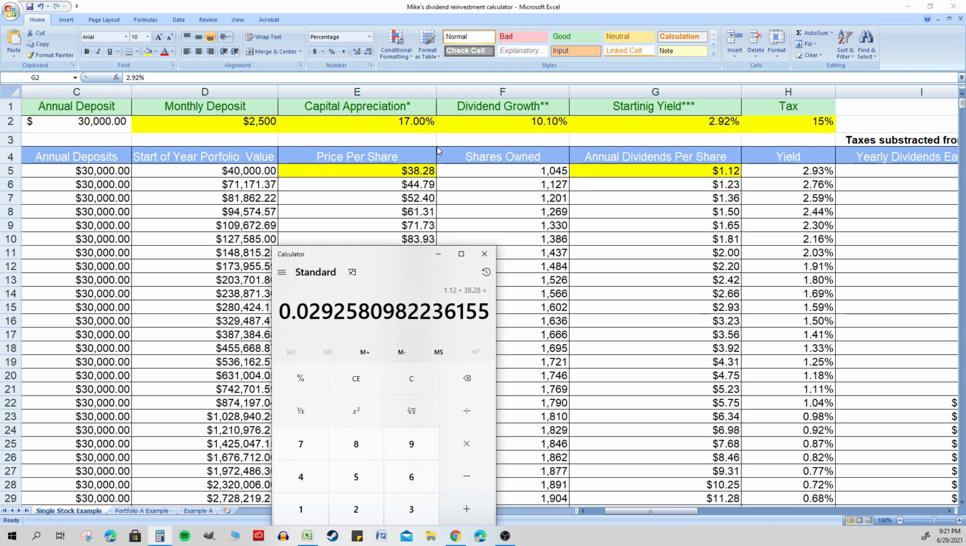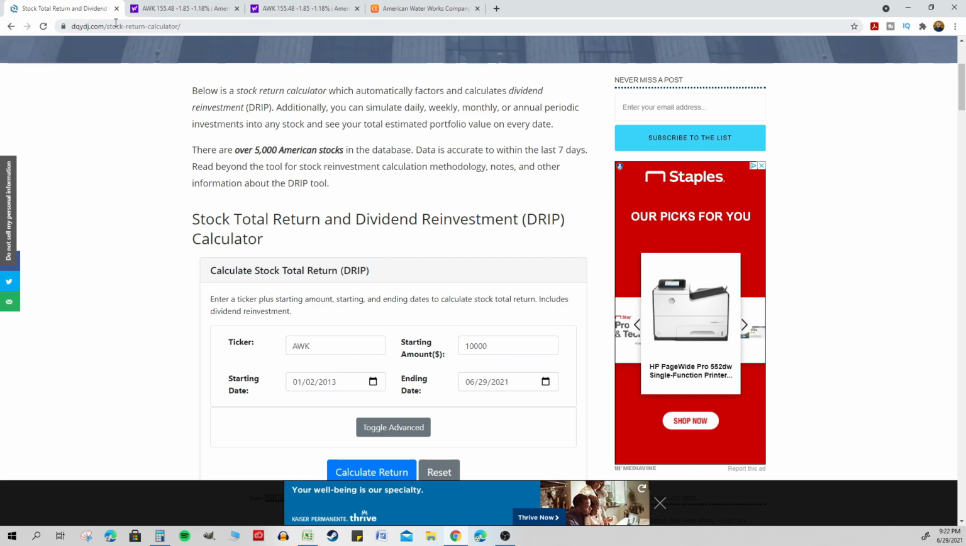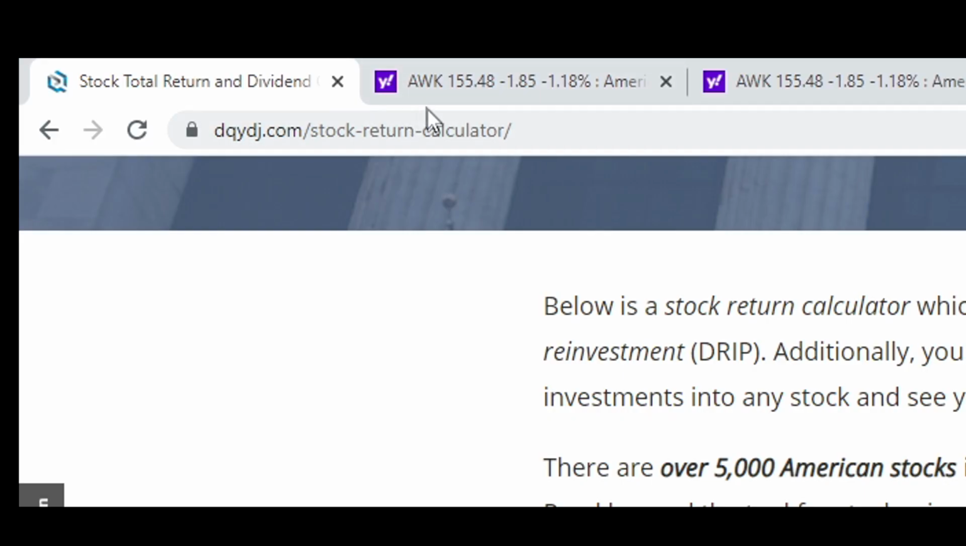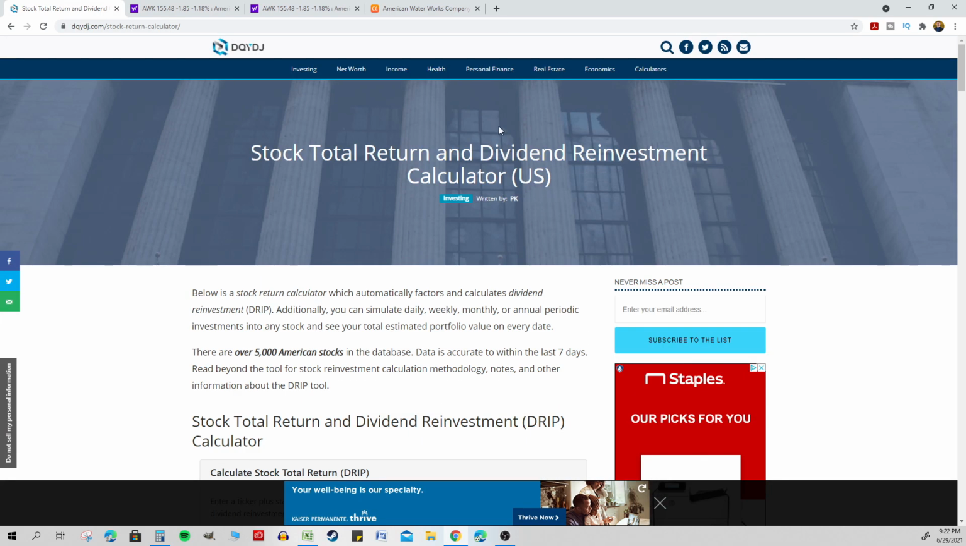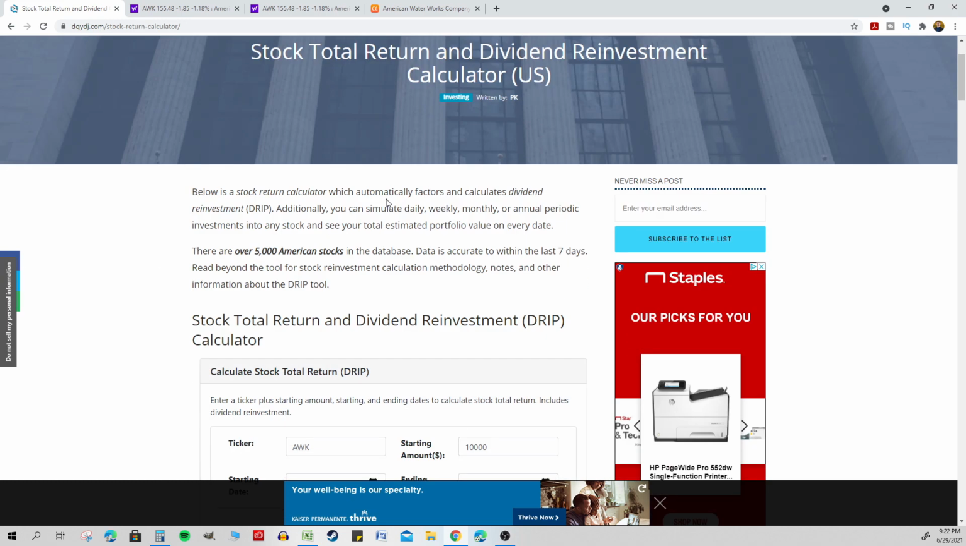So that's where the yield is coming from. But the capital appreciation rate, luckily, there's a website I learned about, and I didn't even know about this website, if I'm being honest with you. So shout out to Dividend Growth Investing Channel, and he was the one who directed me towards this website, and it's really cool. And I will leave a link to this website in the description below. It's got a really weird address. I mean, look at that. I mean, who's going to remember that? But you can quickly find the total stock market return, our stock total return and dividend reinvestment calculator on this website. So it's really cool.